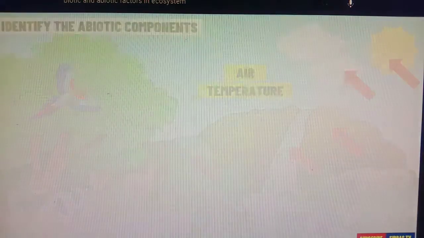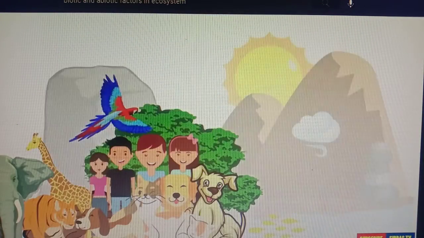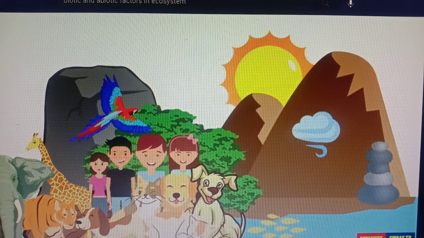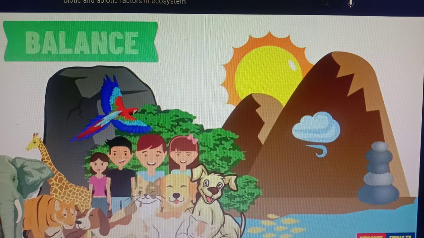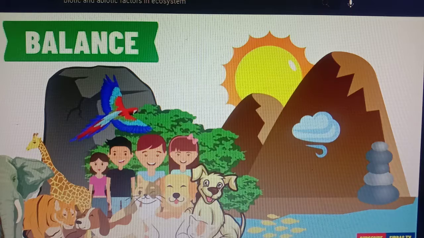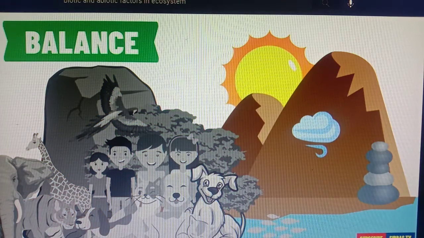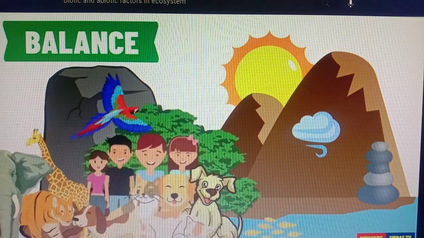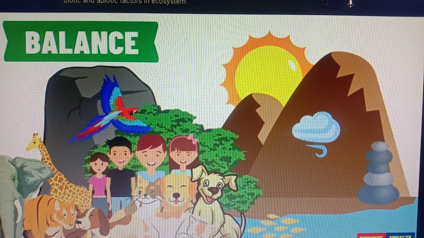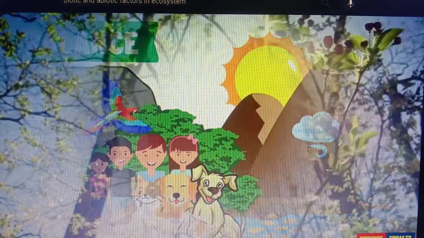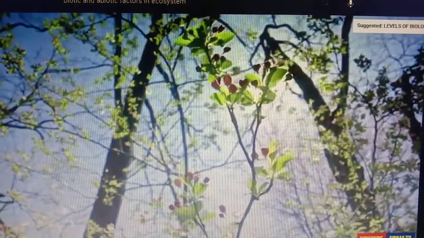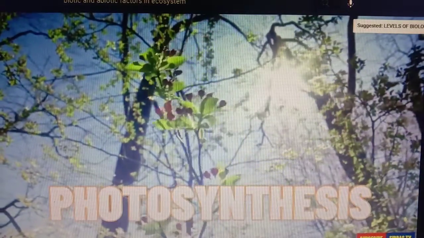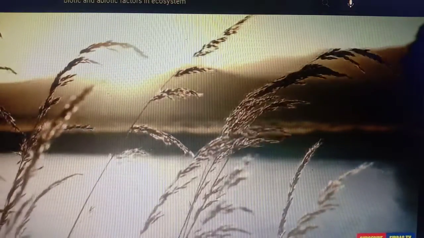The biotic and abiotic components of an ecosystem work hand in hand and interact with each other to maintain balance in our environment. Without the abiotic components, living things cannot survive. Organisms depend on both the biotic and abiotic factors in their environment. The light coming from the sun is important to plants for them to make their own food through the process called photosynthesis. The sun plays an important role in the production of oxygen.